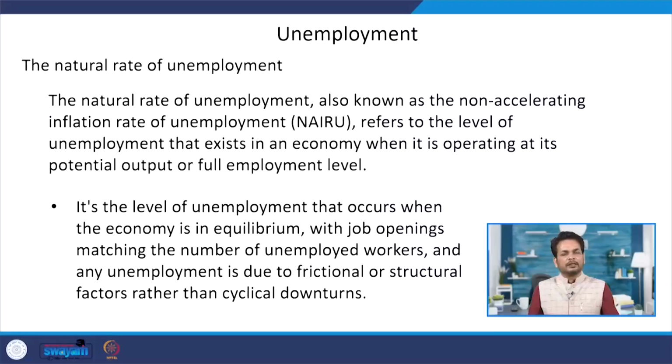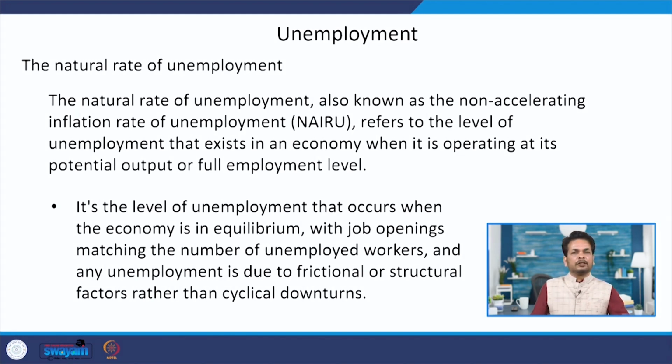While talking about the natural rate of unemployment, it is known as the non-accelerating inflation rate of unemployment, NAIRU. It refers to the level of unemployment that exists in an economy when it is operating at its potential output or full employment level. So, the natural rate of unemployment is the level where the economy is operating at its full employment level. So, this could be a long-run phenomenon. It is the level of unemployment that occurs when the economy is in equilibrium, with job openings matching the number of unemployed workers, and the unemployment is just due to frictional or structural factors rather than any cyclical downturn or slowdown. So, mostly the natural rate of unemployment takes into consideration frictional and structural unemployment rather than cyclical unemployment.